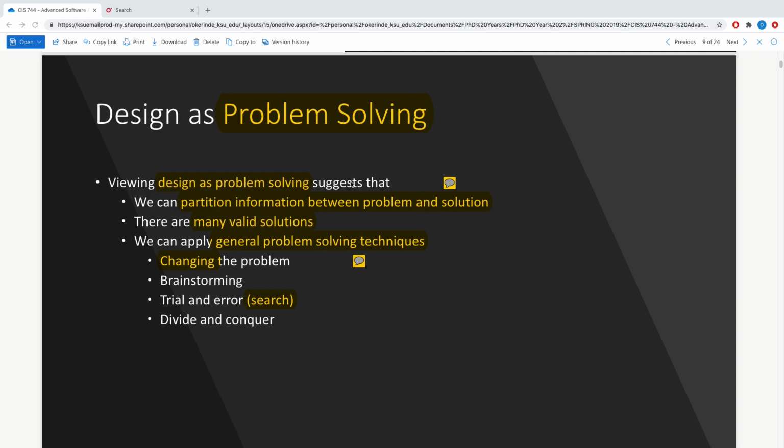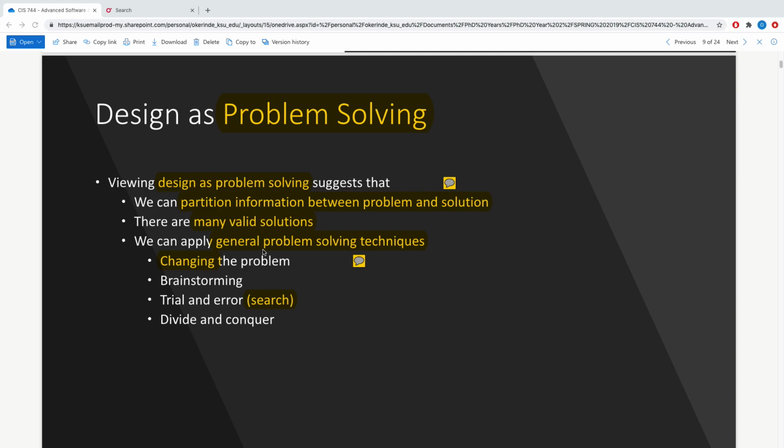Whenever you need to solve a problem, one of the critical activities of the planning stage is design. So design is a problem solving tool. It means that we can partition information between the problem and solution. And since there are many valid solutions and we don't want to waste time and resources to implement several solutions, we want to use design to be able to evaluate the pros and cons of many solutions.